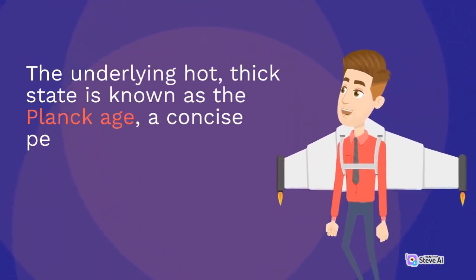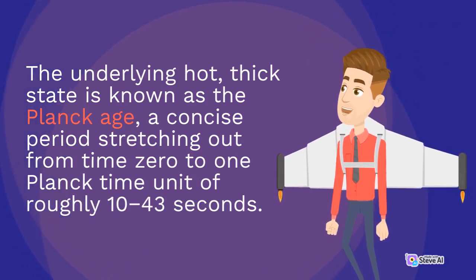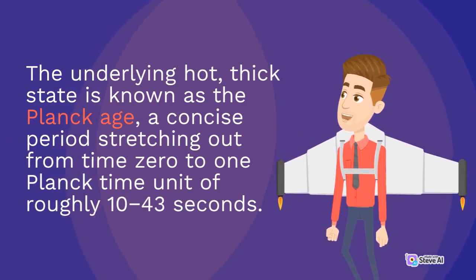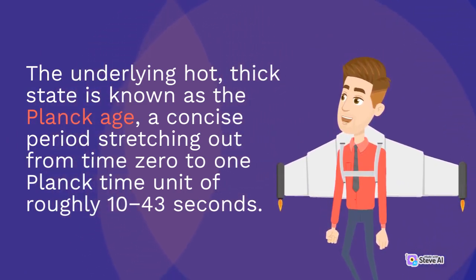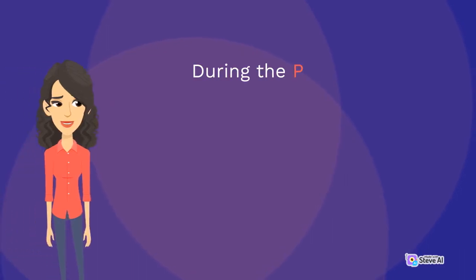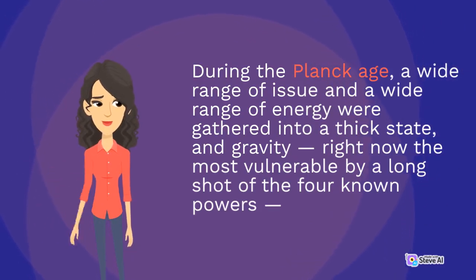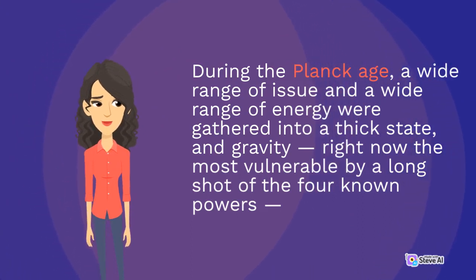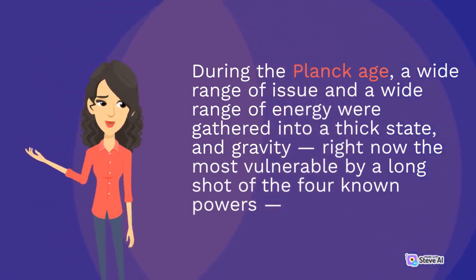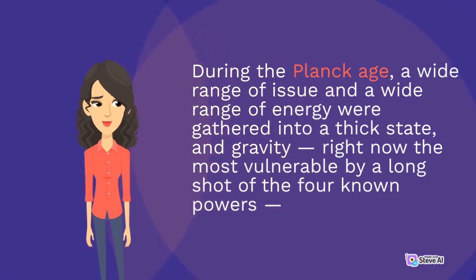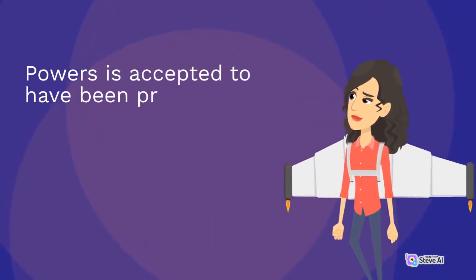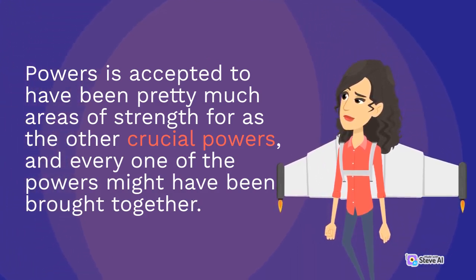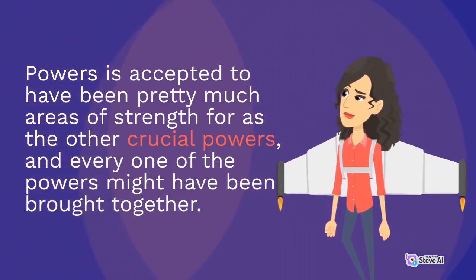The initial hot, dense state is known as the Planck epoch, a brief period extending from time 0 to 1 Planck time unit of approximately 10⁻⁴³ seconds. During the Planck epoch, all types of matter and all types of energy were concentrated into a dense state, and gravity, currently the weakest by far of the four known forces, is believed to have been as strong as the other fundamental forces, and all the forces may have been unified.